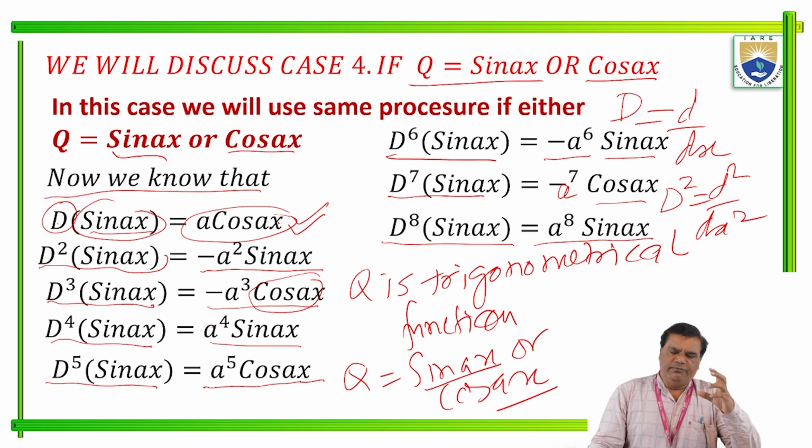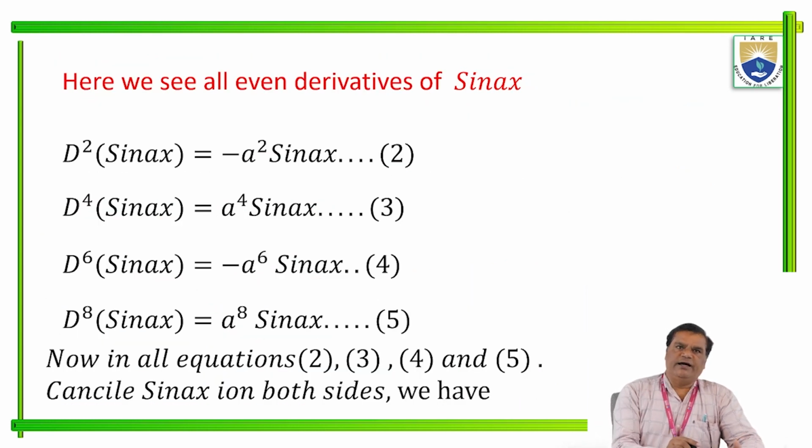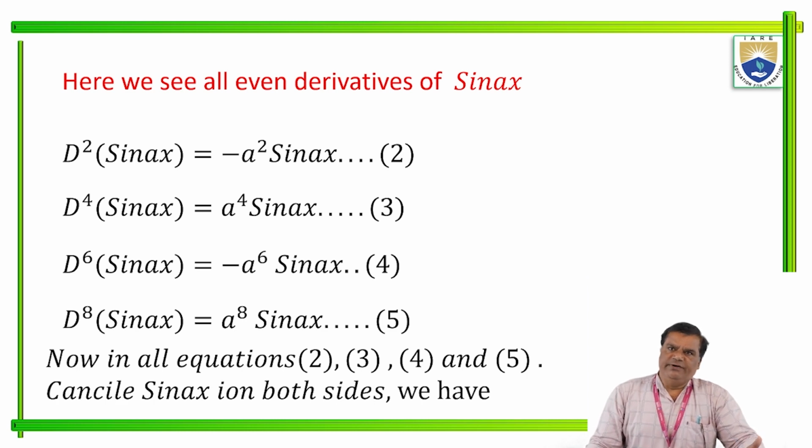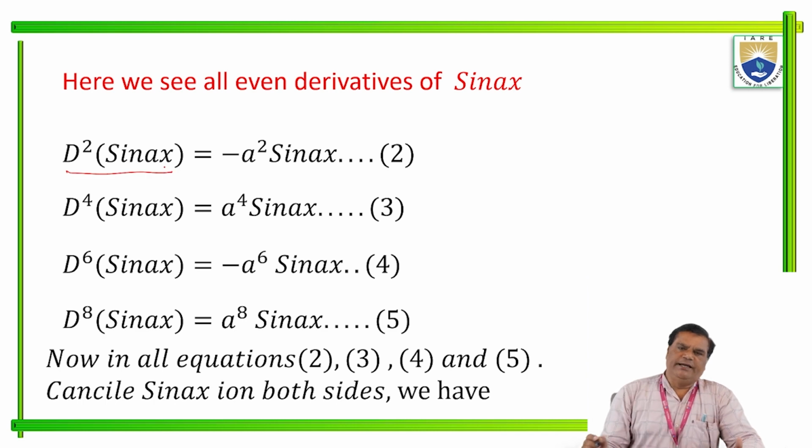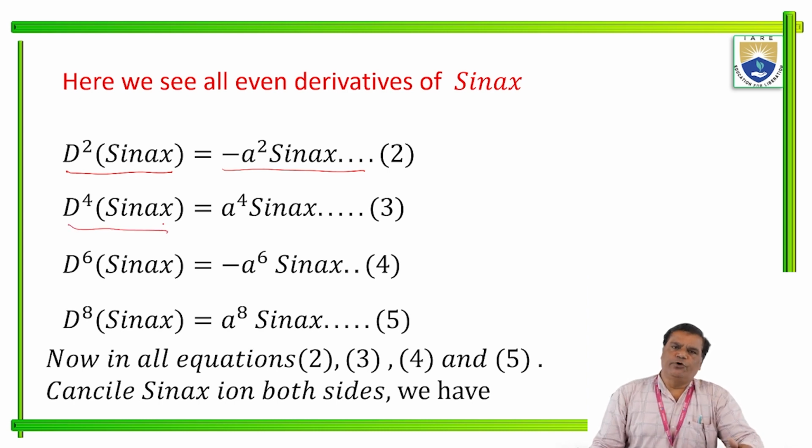But we want some results here. What will happen when we find several derivatives of sin ax? Here we see only the even derivatives of sin ax one by one. So D squared of sin ax gives minus a square sin ax, and D4 of sin ax, four times differentiation, gives plus a to the power 4 sin ax.